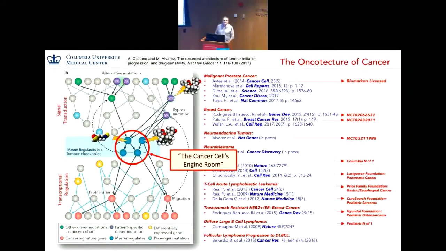So this is pretty exciting because it is moving to the clinic, and some of the results, as I'll show you, are quite exciting. But the question is, this is philosophy. This sounds great, but how the heck do you find these master regulators? I mean, what's the actual mechanics by which you can find them?